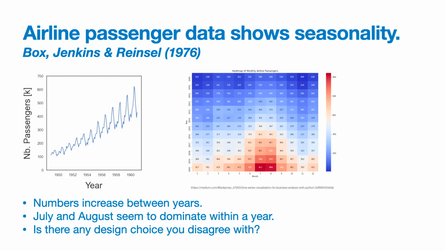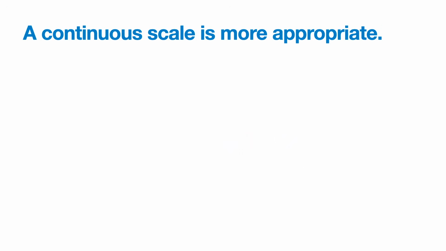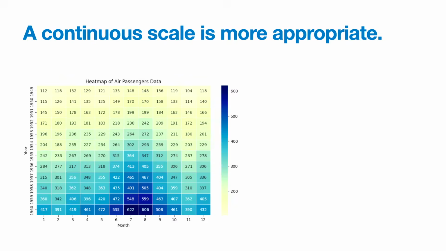You want to have, in this case, definitely a continuous color map that goes from one color to another one and kind of uniformly increases. You don't want to have this V-shaped kind of stuff. And yes, I would very much say a continuous scale is more appropriate.